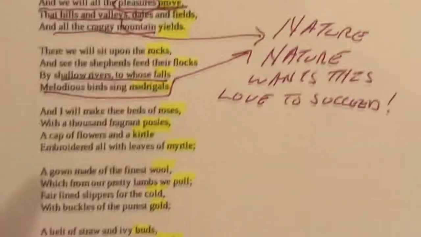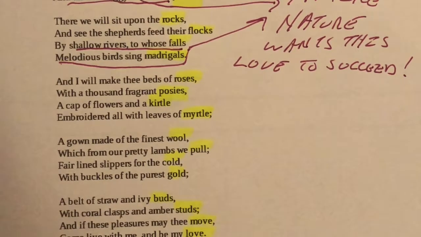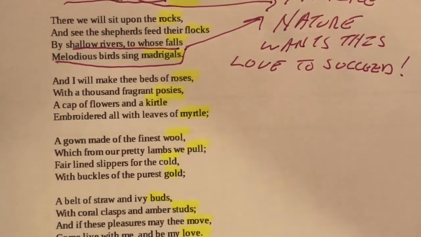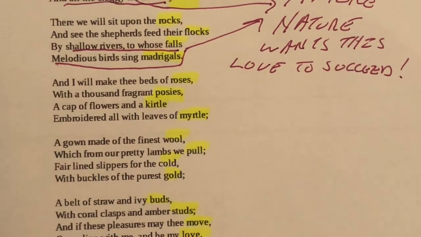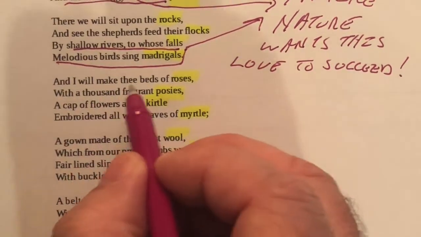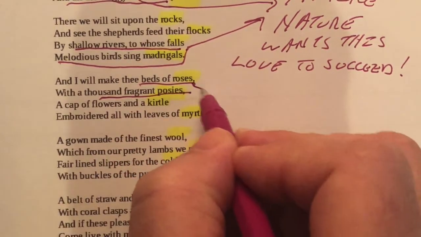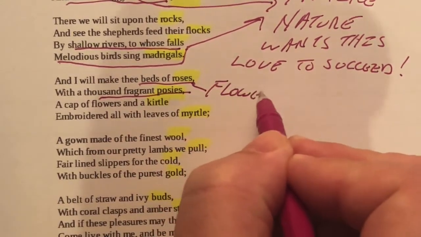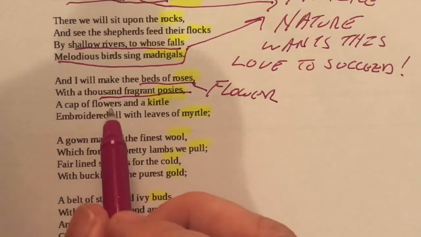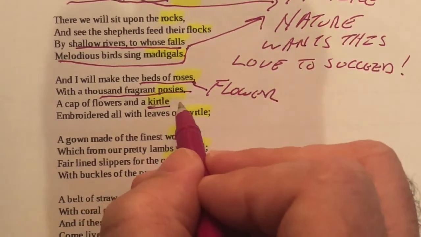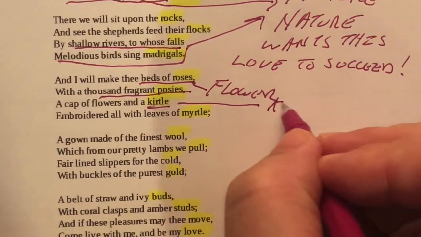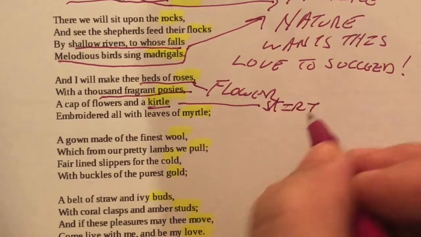Look what I'm going to get for you. Okay? What do women want? Women want chocolate. Women want flowers. Women want jewelry. Well, I'm going to get you everything except for the chocolate. I'll make thee beds of roses and 1,000 fragrant posies. These are all flowers. A cap of flowers and a kirtle. Kirtle is a skirt. I can even make your clothing from nature.